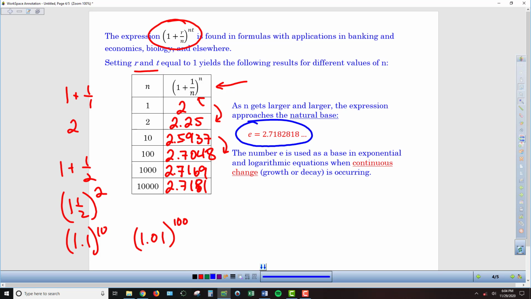And so this number e is used as a base. It's called the natural base. And so it is used in exponential, and we'll eventually see in logarithmic equations, when continuous change is occurring. So if you're looking at problems involving population growth or interest growth of an investment or something like that, we're going to use this base e in a lot of those calculations. So we're going to see how that applies in the next example here in just a moment.